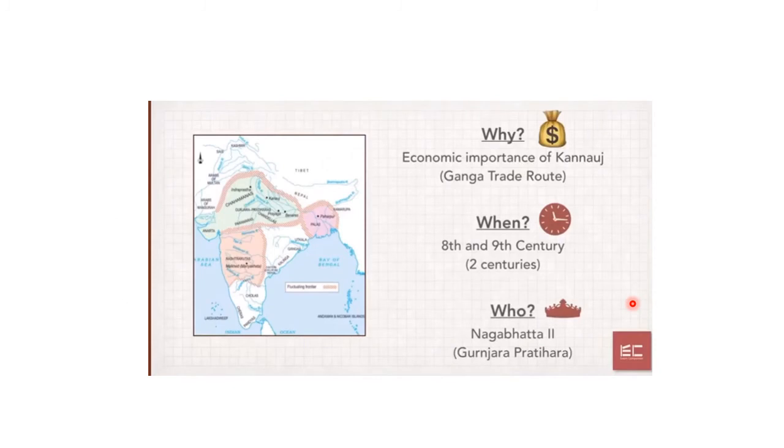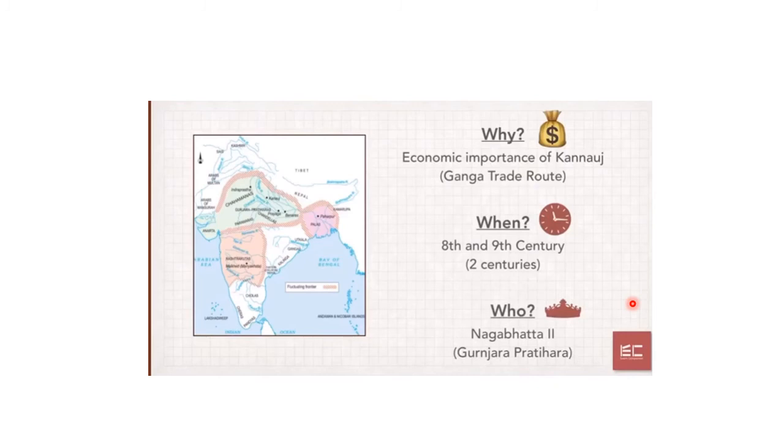Now, why was this tripartite struggle fought? Because of the economic importance of Kannauj. It was in the Ganga Valley, and it was said that whoever occupied Kannauj would control the entire Ganga Valley and will have the entire control over the trade. And it was full of resources, fertile soil, lots of agricultural land. So everyone wanted to control the entire Ganga trade route.